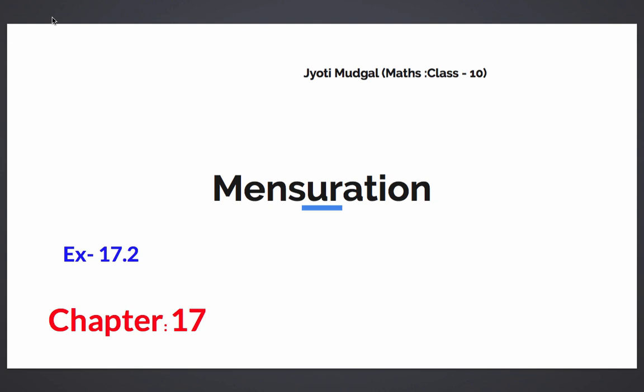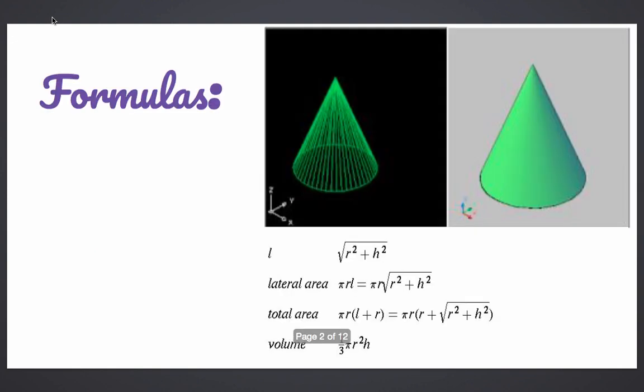Okay, students? So, we took yesterday the formulas and the questions based on cylinder, right? Now today we are going to talk about, in mensuration, the surface area and volume for cone. I told you all to learn the formulas, hope all of you have learned. See students, cone is a 3D shape, right?